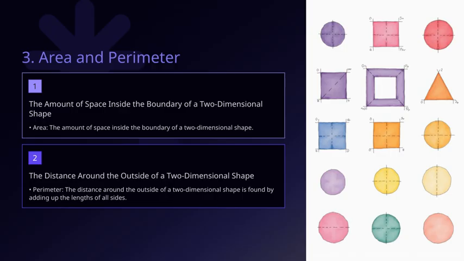Next, perimeter is slightly different. It's about the distance around the outside of the shape. If you imagine walking all the way around a figure, the total distance you cover is the perimeter. To find it, you just add up the lengths of all the sides. Both of these measurements are important because they help us understand and analyze shapes in different ways. Area tells us about the size of the surface, while perimeter gives us the boundary length. These ideas are essential as we explore more complex shapes and their properties throughout this presentation.